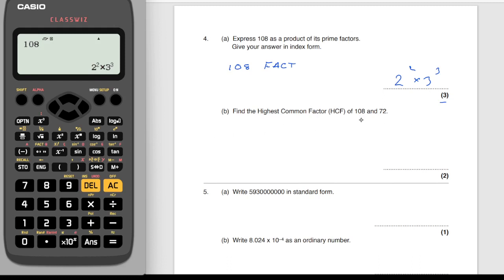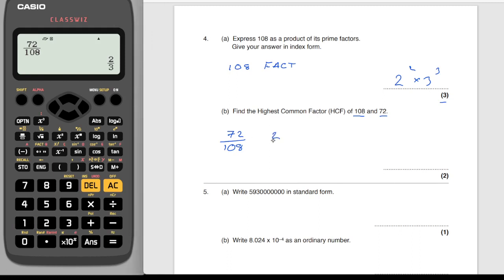And then, like I've just shown you, to find the highest common factor of 2 numbers, the easiest, most straightforward way on a calculator paper is to type it in as a fraction, and it will automatically cancel it down for you. And what it's cancelled it down by is the highest common factor.